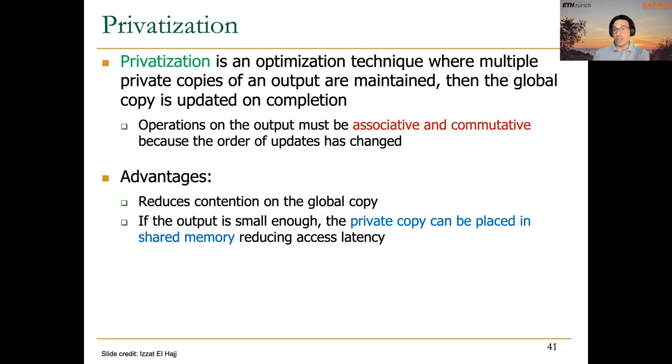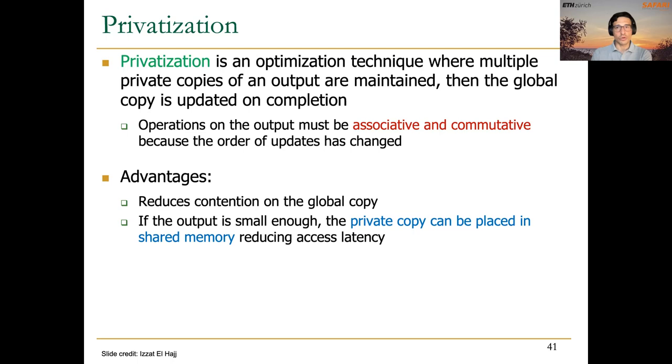And also, if the output is small enough, we can have the private copies in shared memory. And as we know, updating the bins of the histogram in shared memory is going to be faster because the access latency is significantly smaller than going to the global memory.